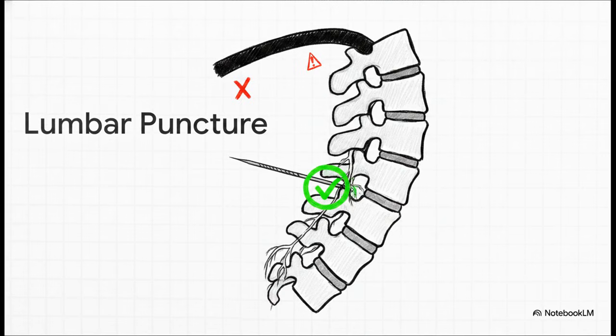So what's the real-world application here? Well, this anatomy actually dictates modern medical procedures. Because we just learned that the adult spinal cord ends at the L1 vertebra, physicians know exactly where they can safely access the vertebral canal.